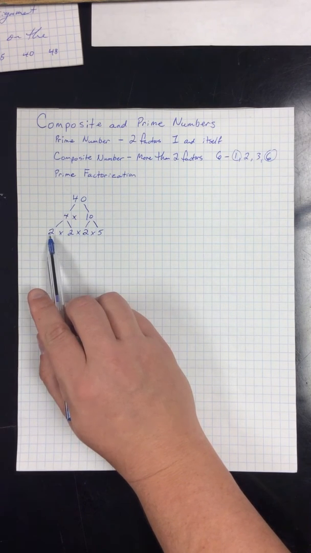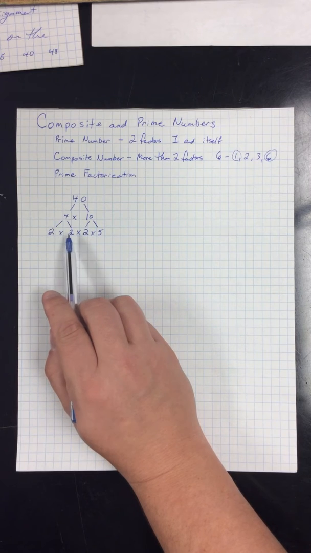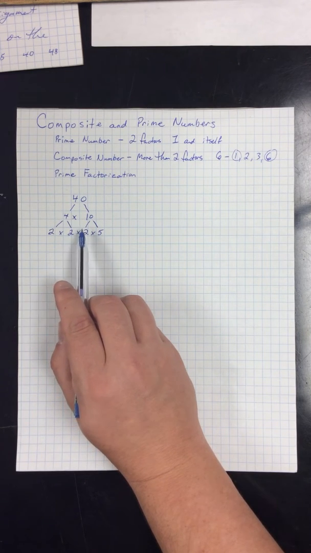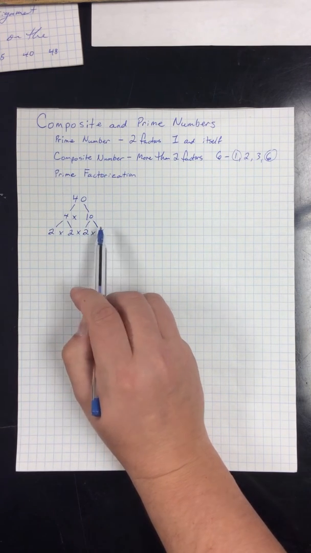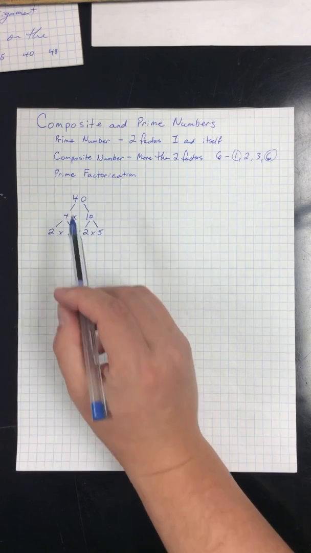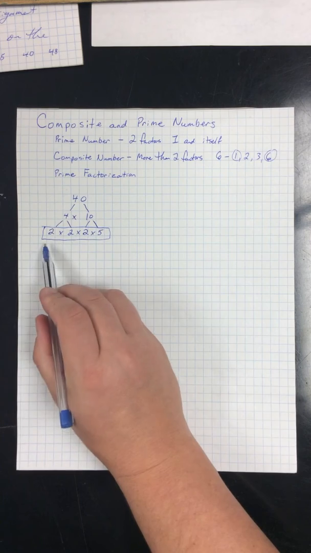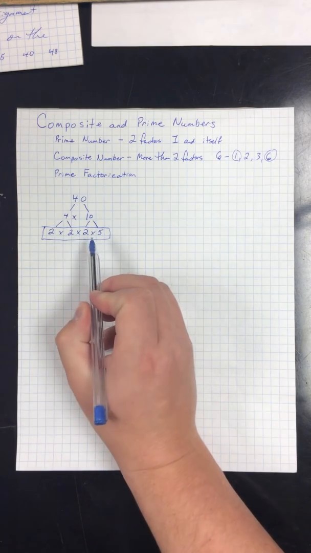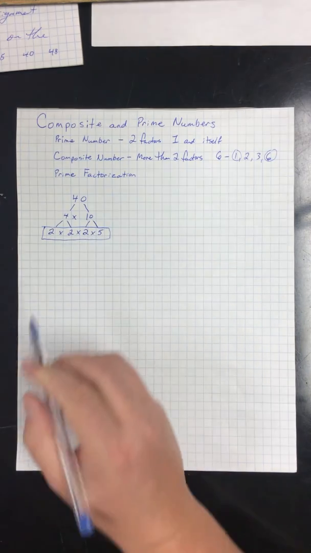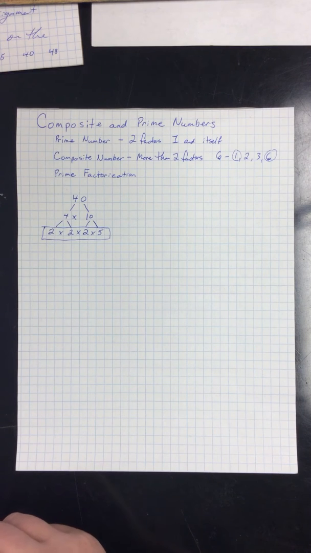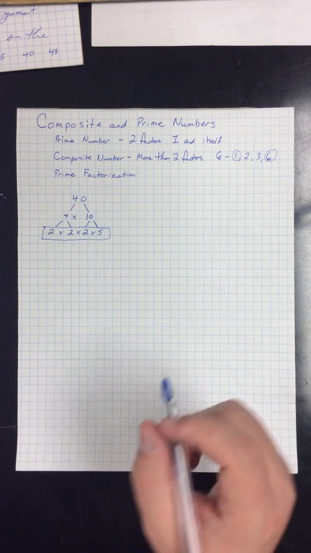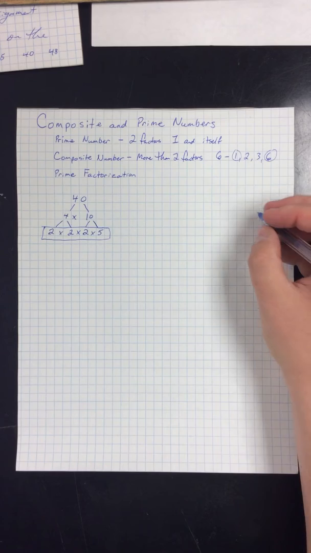So if we go across the bottom, these should be our prime factors. 2 times 2 is 4, times 2 is 8, 8 times 5 is 40. It still equals the top number. So the prime factors of 40 are 2, 2, 2, and 5. The neat thing about this is we could have done any number. We could have chosen any sequence there. We didn't have to start with 4 and 10.